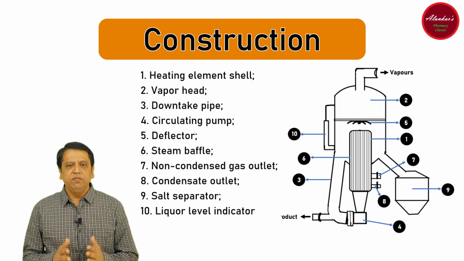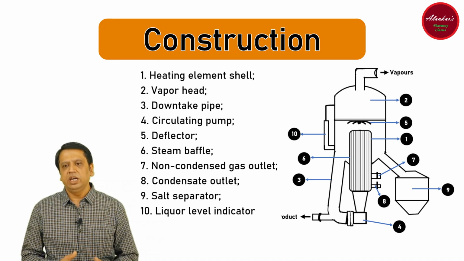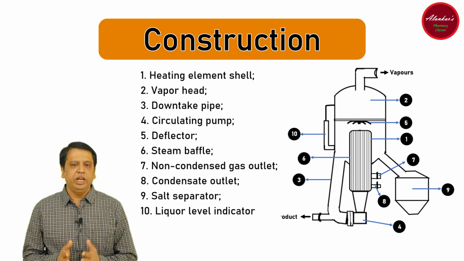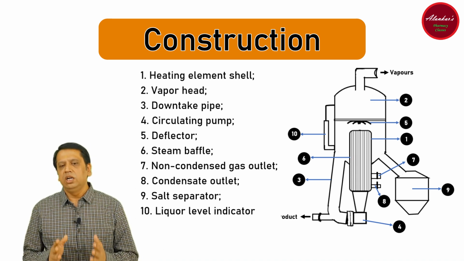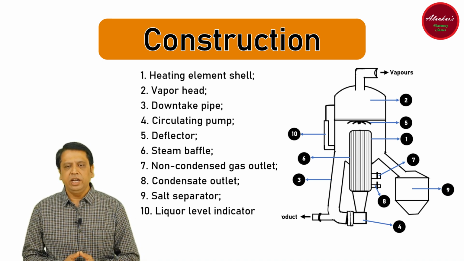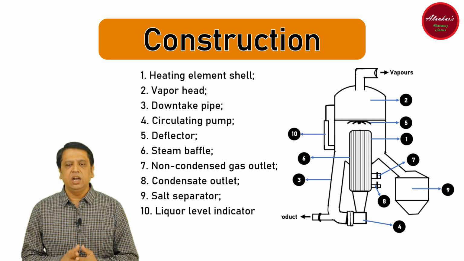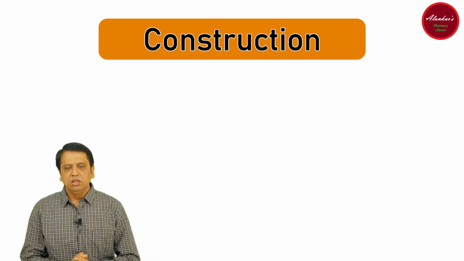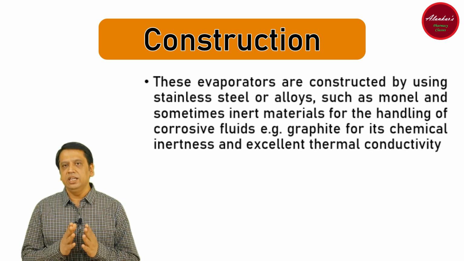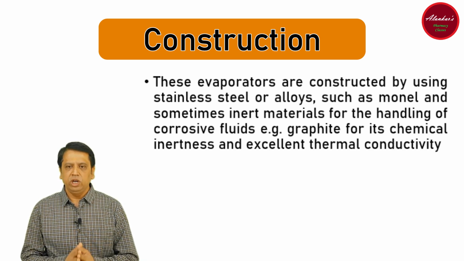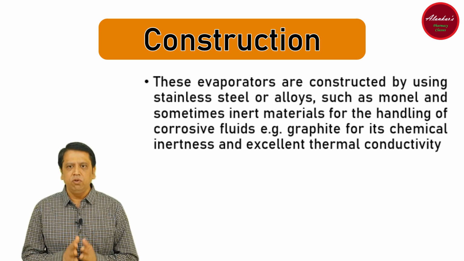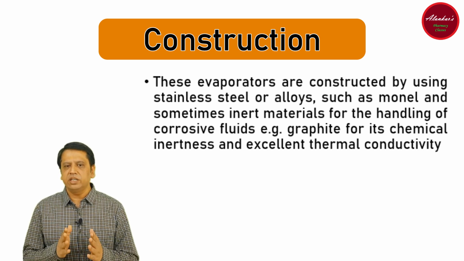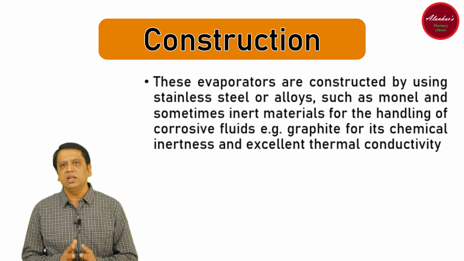Regarding its construction, the different parts of the forced circulation evaporator as shown in this figure are a heating element shell, vapor head, downtake pipe, circulating pump, deflector, steam baffle, non-condensed gas outlet, condensate outlet, salt separator and liquor level indicator. These evaporators are constructed by using stainless steel or alloys such as Monel and sometimes inert materials for handling of corrosive fluids, for example graphite for its chemical inertness and excellent thermal conductivity.